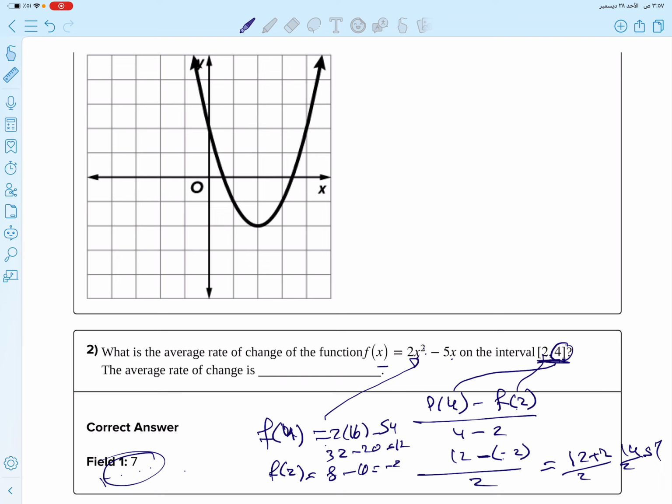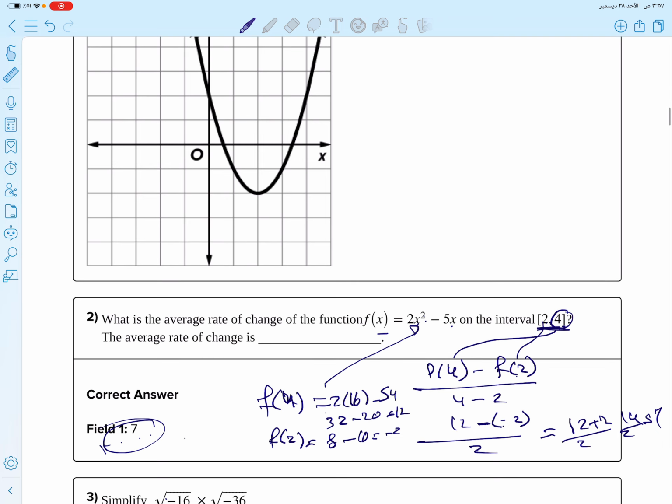This is the answer. So we always use this formula: f of 4 because 4 is the upper bound, and f of 2 the lower bound, over 4 minus 2 from the interval. Don't forget this.